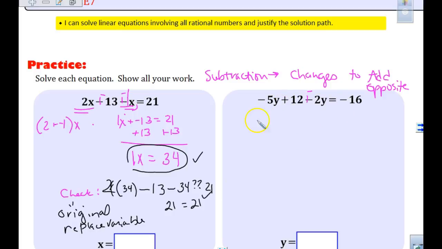If we look at this next one and we're adding our like terms, start me out, Peter. We're going to add our like terms. Negative 5y plus negative 2y. Okay, that's going to give us how much? 7y. Okay, that should be a negative 7y plus 12. TJ, next step, what do we need to do? Minus 12. Got to subtract 12.